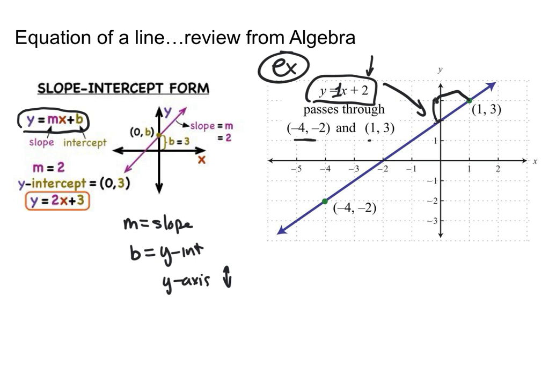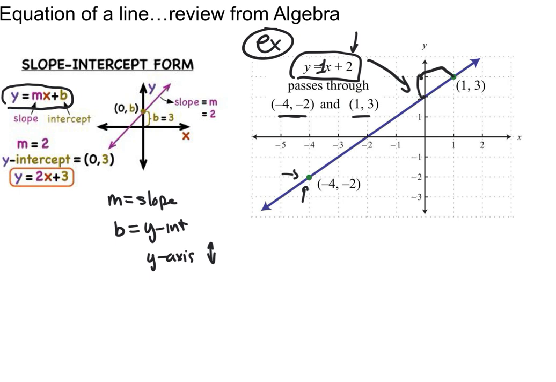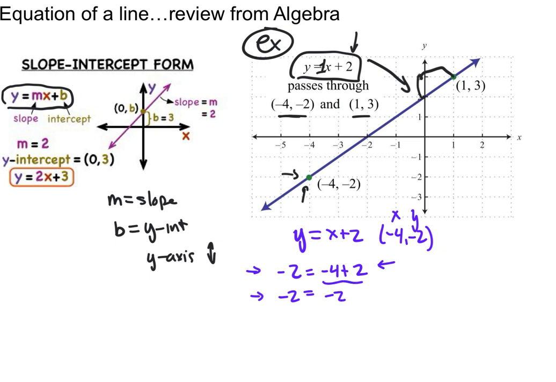Now, the line passes through (-4, -2) and (1, 3). What a lot of students don't realize is that when I have a point on a line, that means it satisfies the equation, it makes the statement true. So I have y equals x plus 2, and I have the point (-4, -2). If I put my x value and my y value into the equation, this becomes a true statement. So -2 equals -4 plus 2, which is -2. That is a true statement.